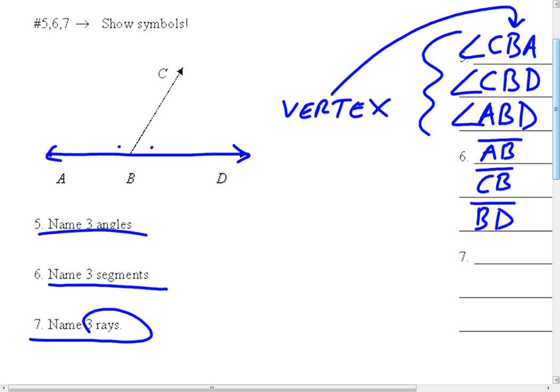3 rays. Before I write down any letters, I put down the symbol, which is always going to be pointing to the right. 2 letters, starting point and a direction. I can do B towards A. I could do B towards D. I don't have to choose B. I could start at A and I could go towards D. You don't necessarily have to see a physical point always in the drawing. Most of the time you will. If you see a capital letter, that's a point.